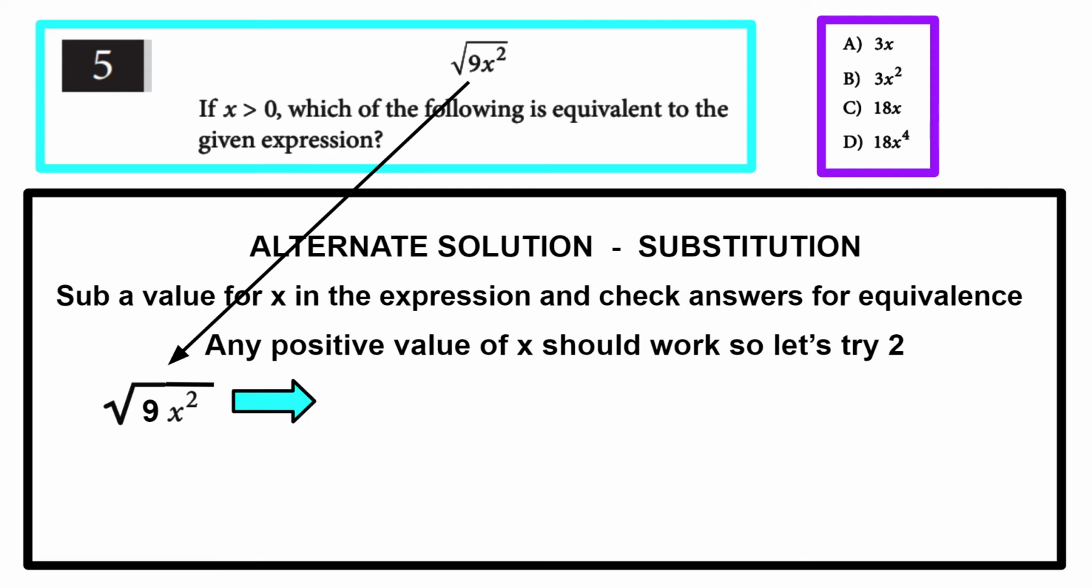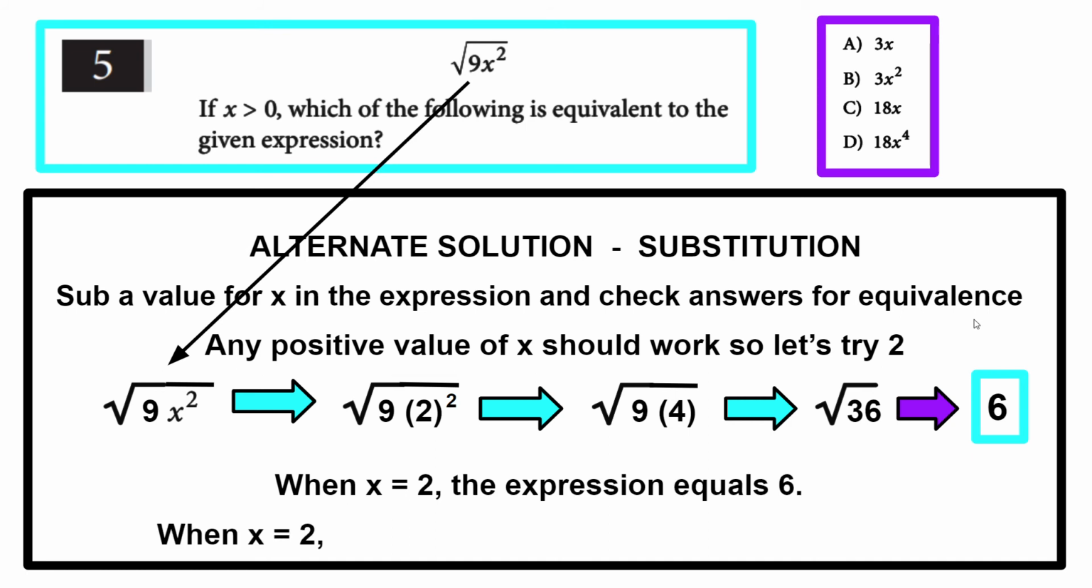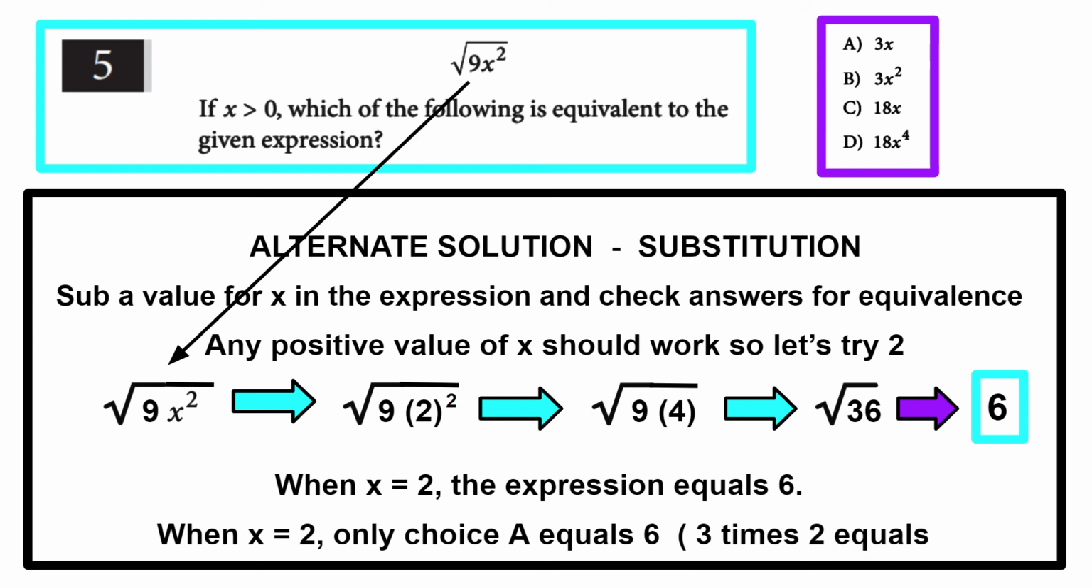The square root of 9 times x squared becomes the square root of 9 times 2 squared, which becomes the square root of 9 times 4, which equals the square root of 36, and that equals 6. So when x equals 2, the expression equals 6. And when x equals 2, the only choice that equals 6 is choice A, because 3 times x, which is 2, equals 6.